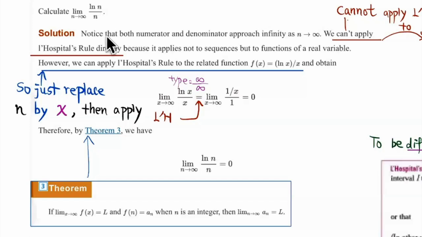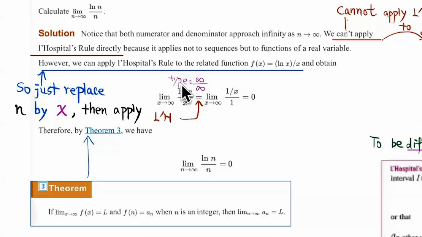Now, someone would say, how about I replace this n here by x, right? So you have ln of x over x. What type of limit is that? It's infinity over infinity. Then you use L'Hopital's rule, right? So you can apply L'Hopital's rule.